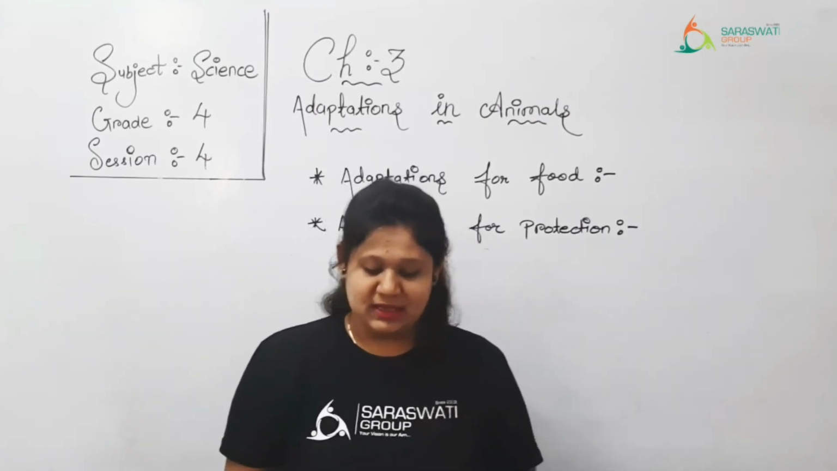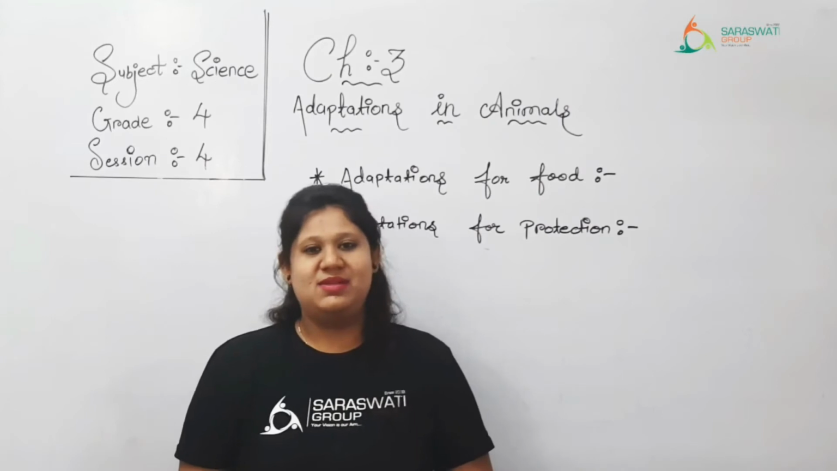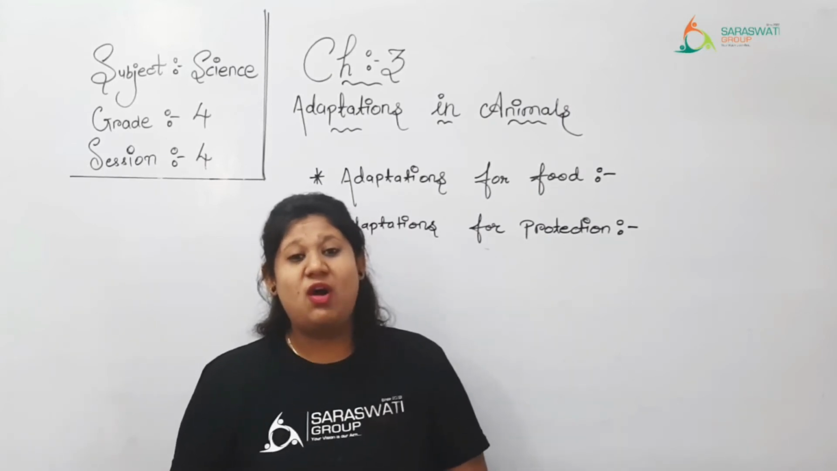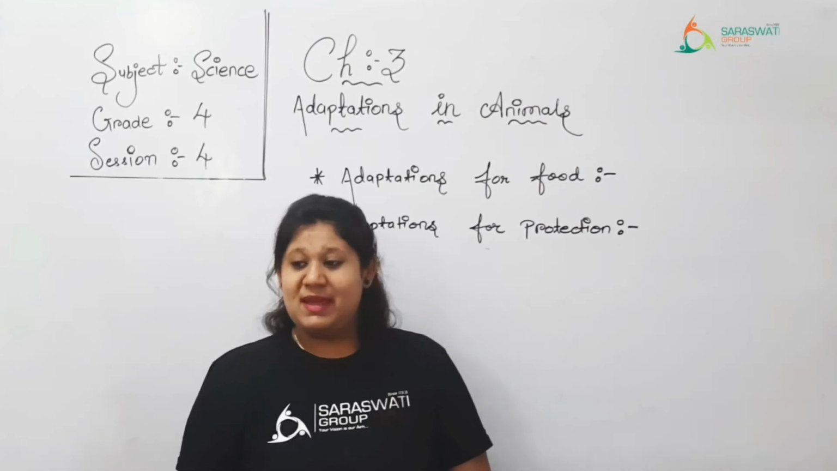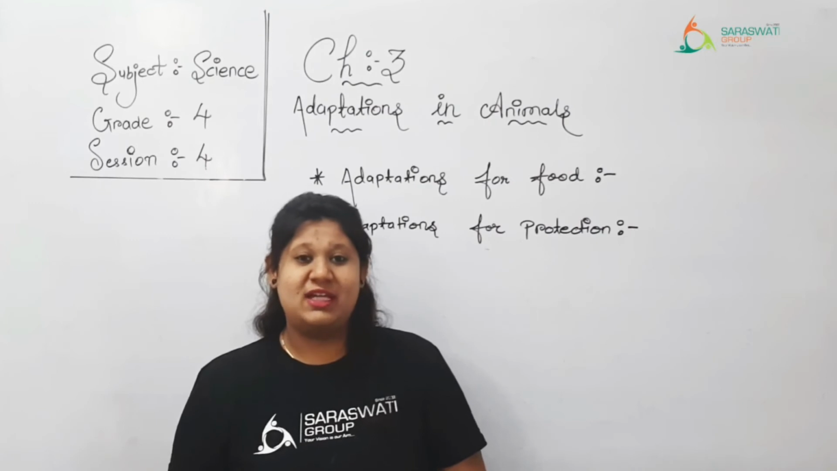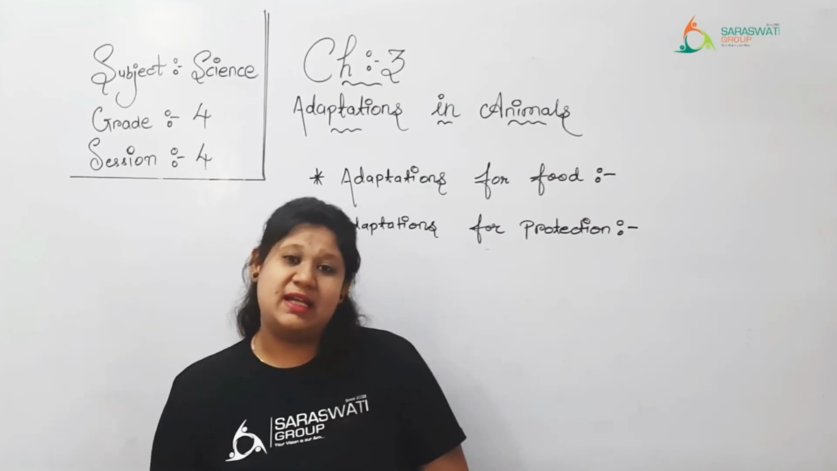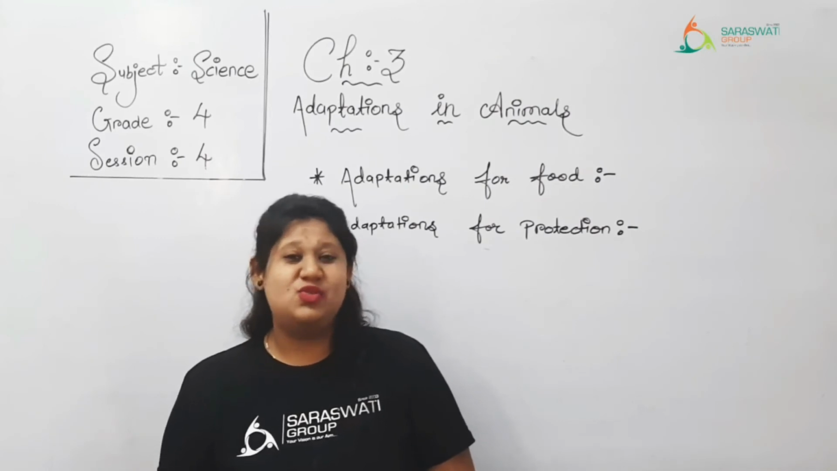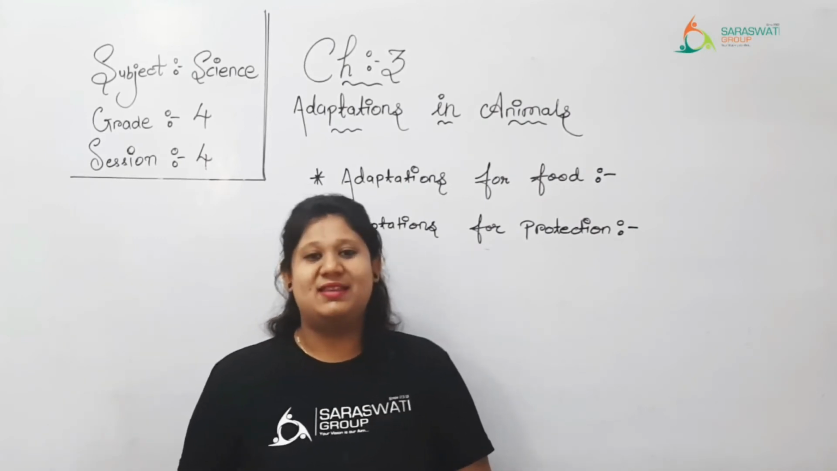Scavengers are the animals that eat dead animals. There are a few animals which feed on dead animals. मतलब some carnivorous animals only hunt other animals and then they eat. They are not eating any dead animals. जो मरा पड़ा animals वो कभी नहीं खाते.